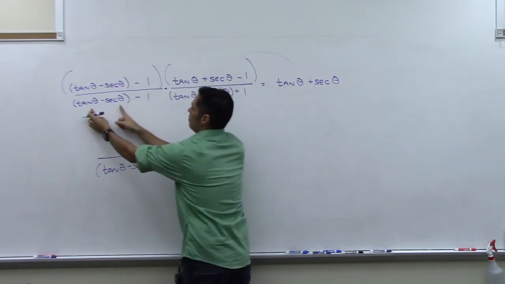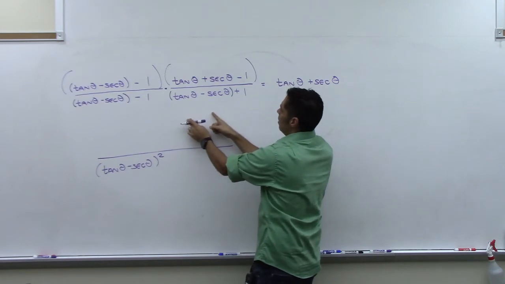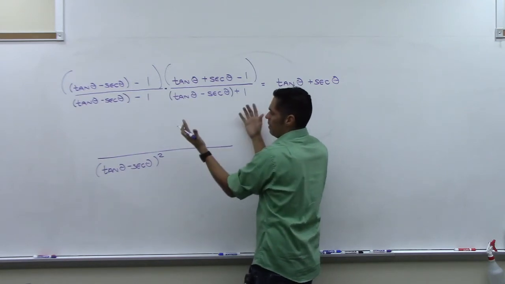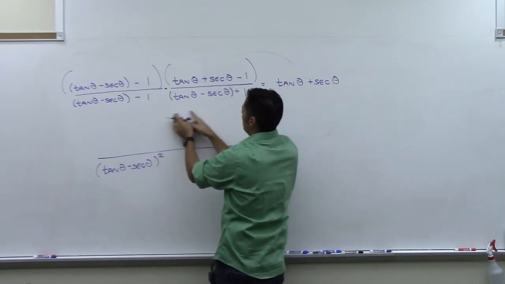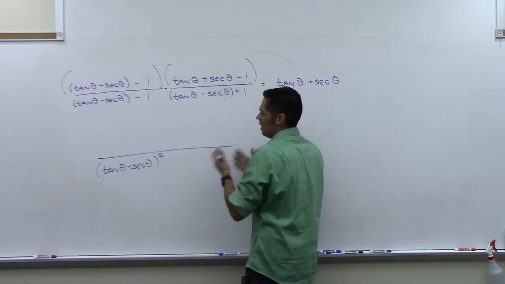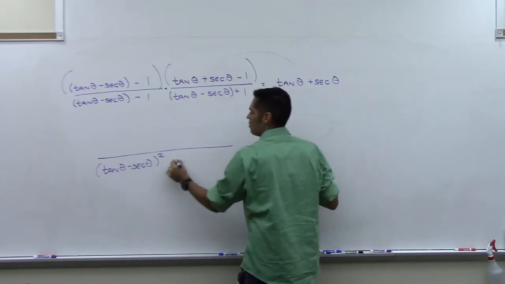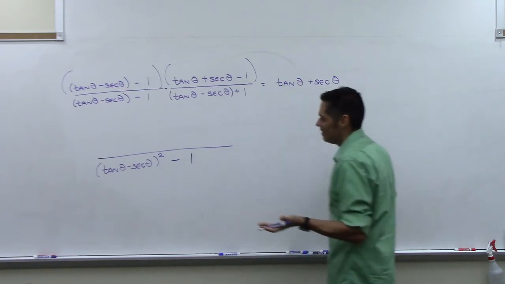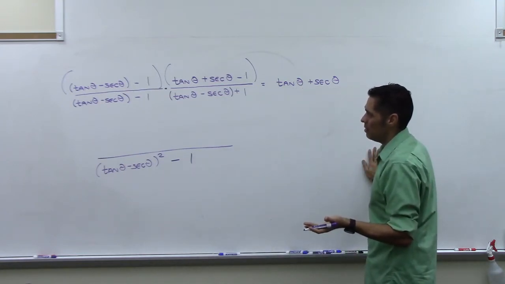So if you do this times 1, you get one of them. And if you do negative 1 times this, you get them to cancel. And then your last term will be just minus 1. So that bottom is easy to calculate.